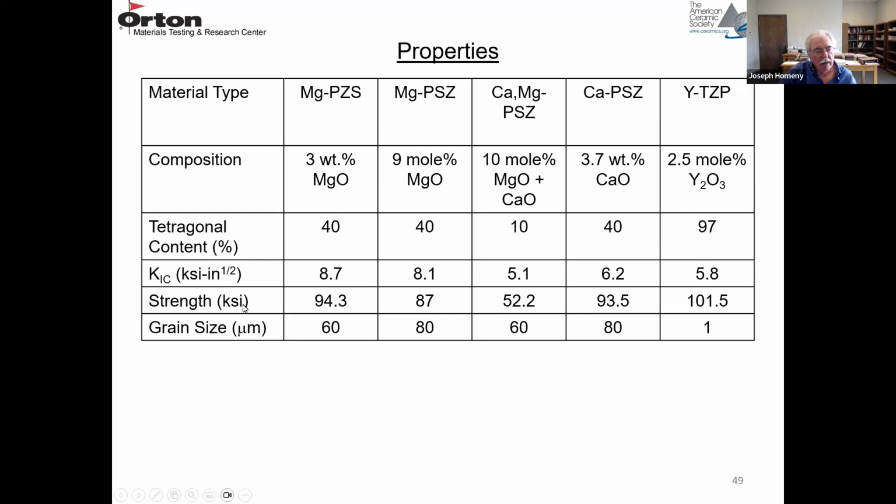And the strength is in KSI. So these are all high strength materials. And the grain size, these are all like 60 to 80. And then this one has to be very fine in order to make the tetragonal zirconia stable at low temperature. So it's only 1.